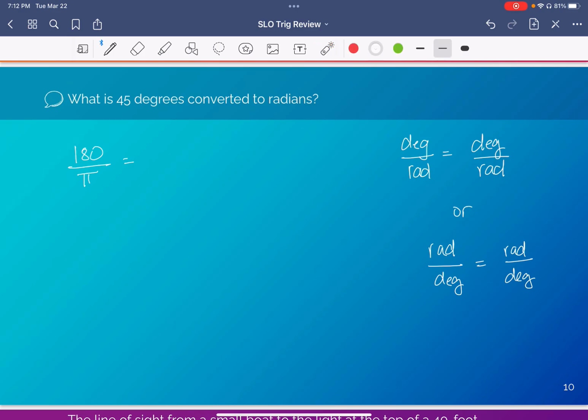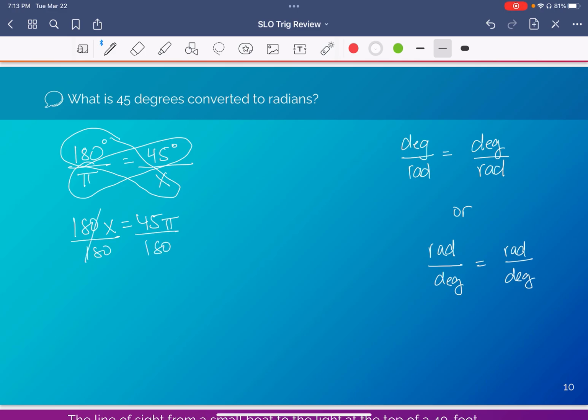So since I have 180 degrees at the top, I'm going to put 45 degrees on the top for the second fraction. And I don't know how many radians it is, so I'll put an X so I can solve for it. You're going to cross multiply. We have 180x is equal to 45 pi. To isolate x, I'll have to divide out 180.